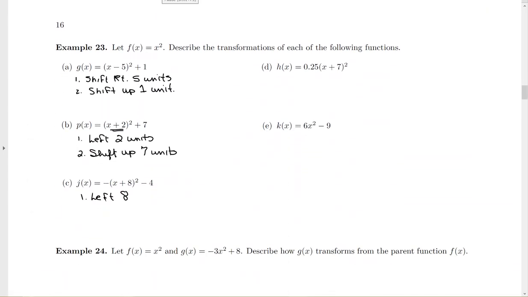But on this one, there is something directly outside the parent function that's being multiplied to it, and it's a negative symbol. So remember, a negative outside the parent function is going to be a reflection around the x-axis. And then the only other thing we have here is subtract 4, which means we're going to shift down 4 units.